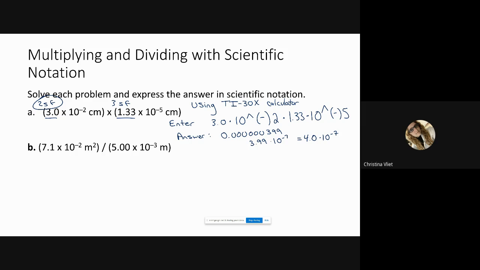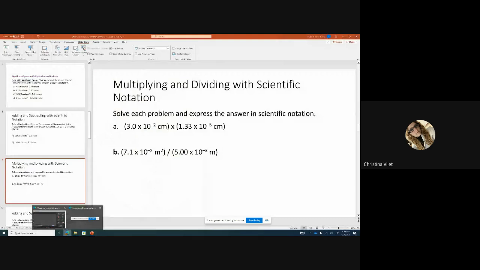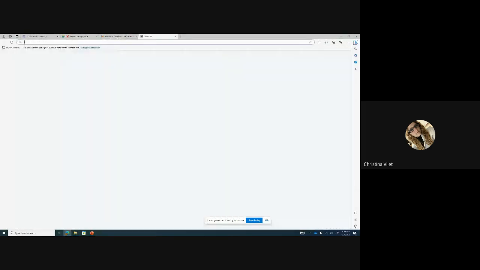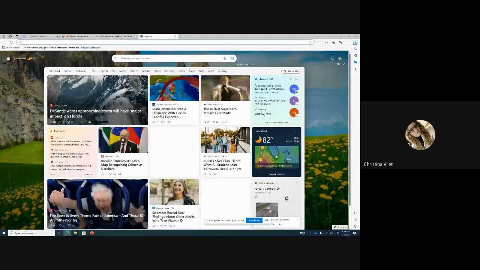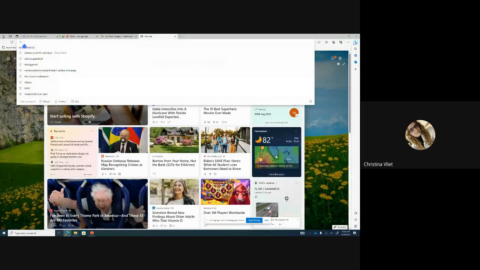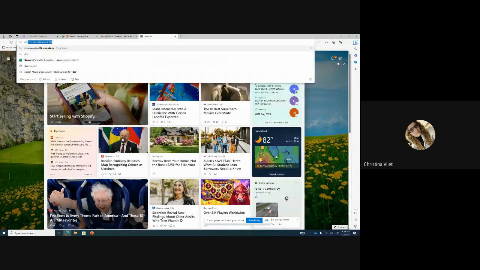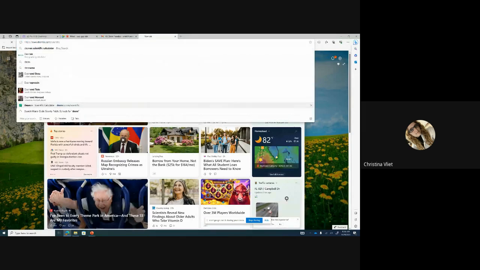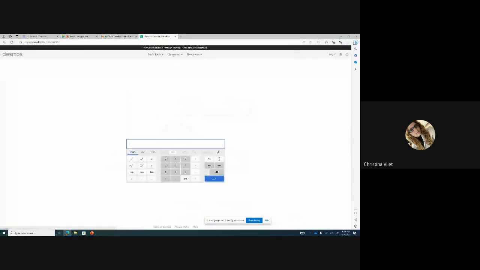What I'm going to do is get out of this screen to show you the Desmos. If you are struggling with your calculator, at least to do your homework, or you don't have the proper calculator, I'm going to pull up the Desmos. And then it's the same operation.